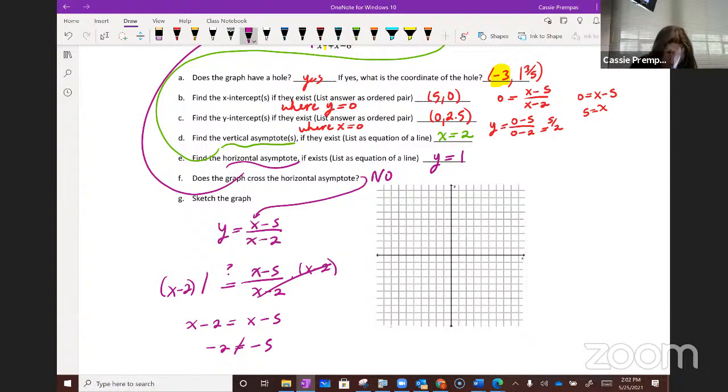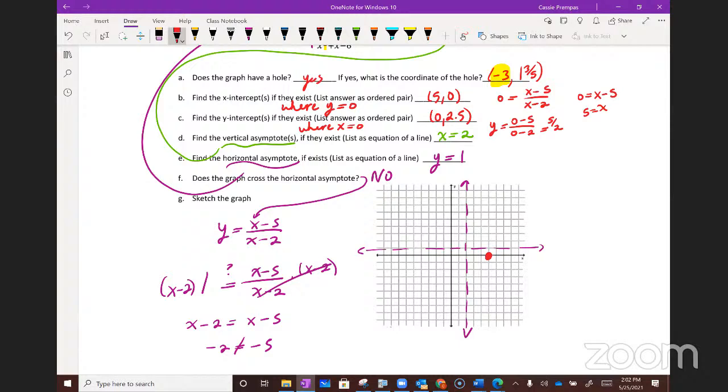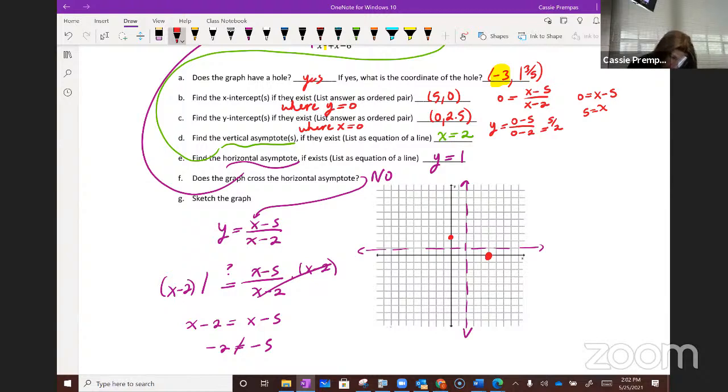And then we graph the vertical asymptote, which looks like this. And we graph the horizontal asymptote, which looks like this. We plot the x-intercept, 1, 2, 3, 4, which is at 5, 0. The y-intercept, which is at 0, 2.5. The hole, which is at -3, 1 and 3/5. And then the graph always goes through any points that you found and gets close to, but never reaches the asymptotes.